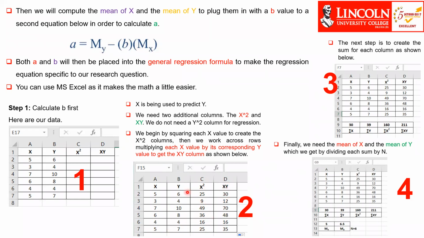Then for X and Y, 5 times 6 will give you 30. 3 times 4 will give you 12. 7 times 10 will give you 70, and so on. That's how we got this.